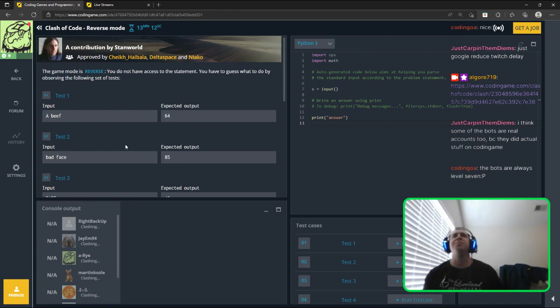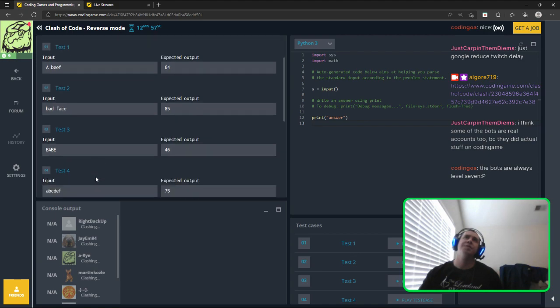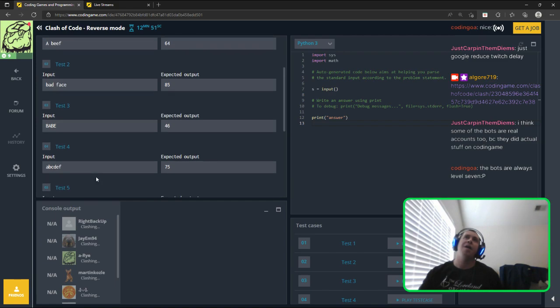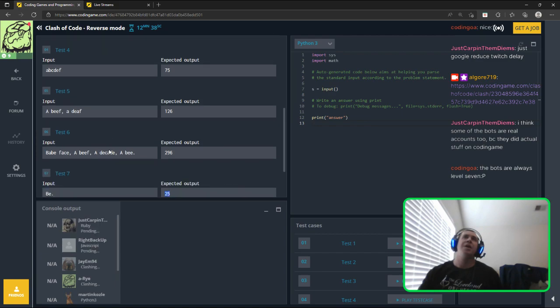How many different ways can we manipulate a beef and make it equal 64? Is there a smaller one? Okay, so only 4 letters. Oh wait, I think I figured it out. I just don't know what the other one is, but let's see.